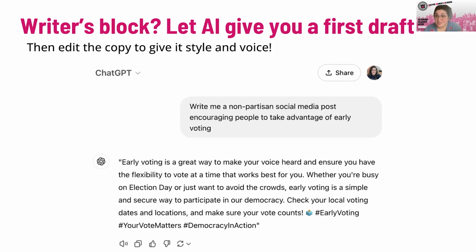So then I could take this, and it's a really good start, but I could add in some PWN flair, some voice, some hashtags that have to do with PWN Votes and the issues that we're working on. And I can add in links that will take people to find out more about early voting dates in their state and that kind of stuff.